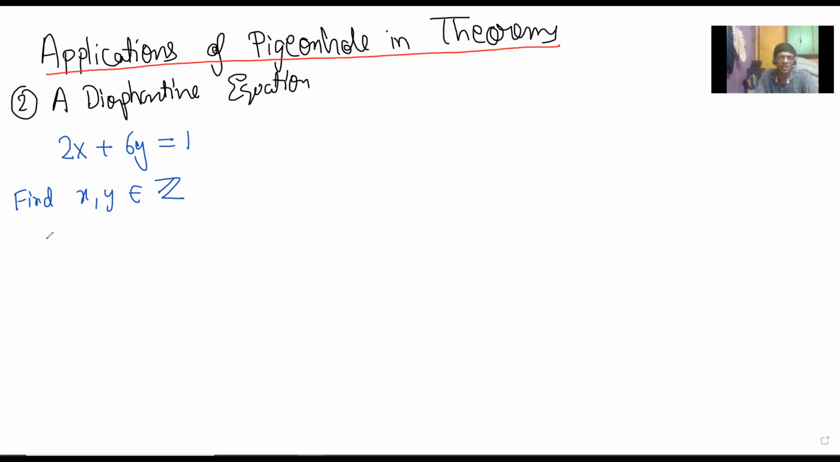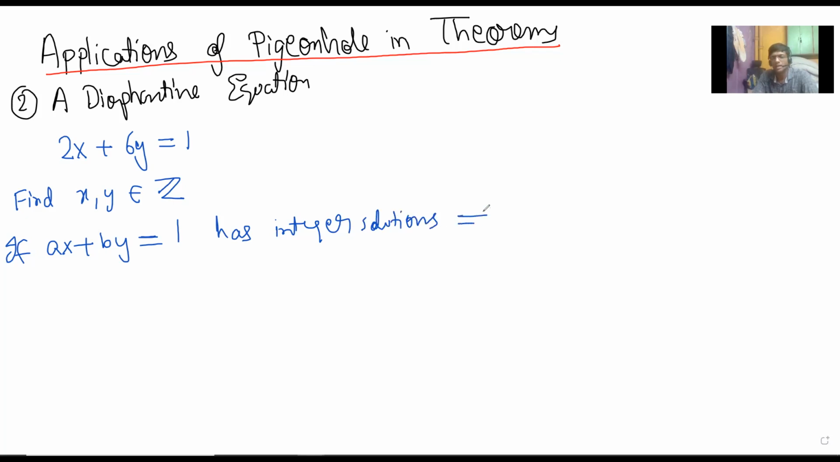So in general, if I have ax plus by equal to 1, and I'm asking for integer solutions, not natural number solutions, that will obviously not exist. But integer solutions: if this has integer solutions, and I'm not saying it has, then that implies that the GCD of A and B is 1.